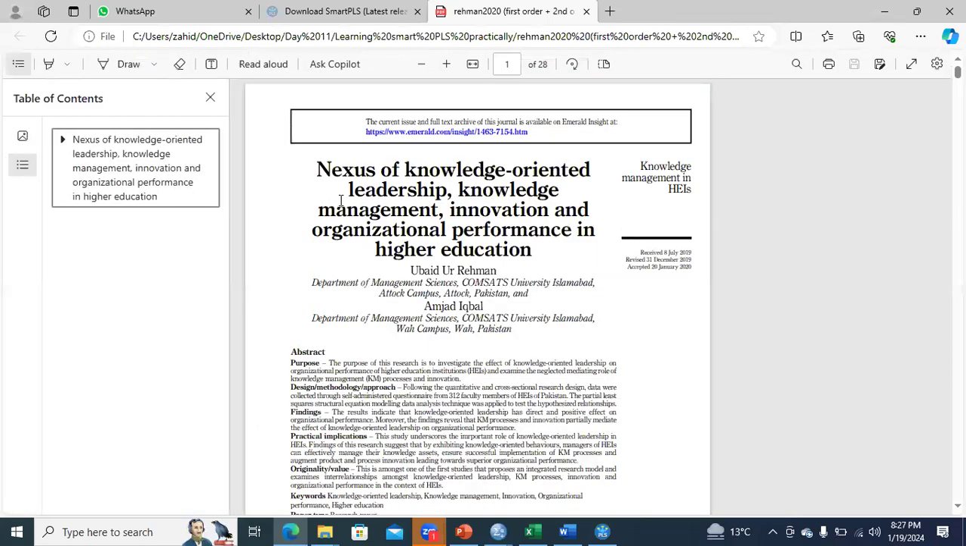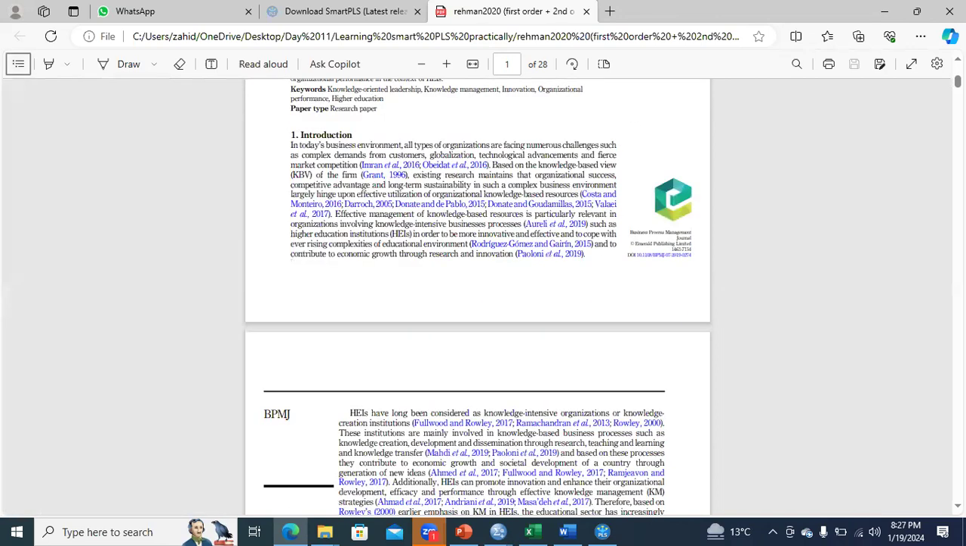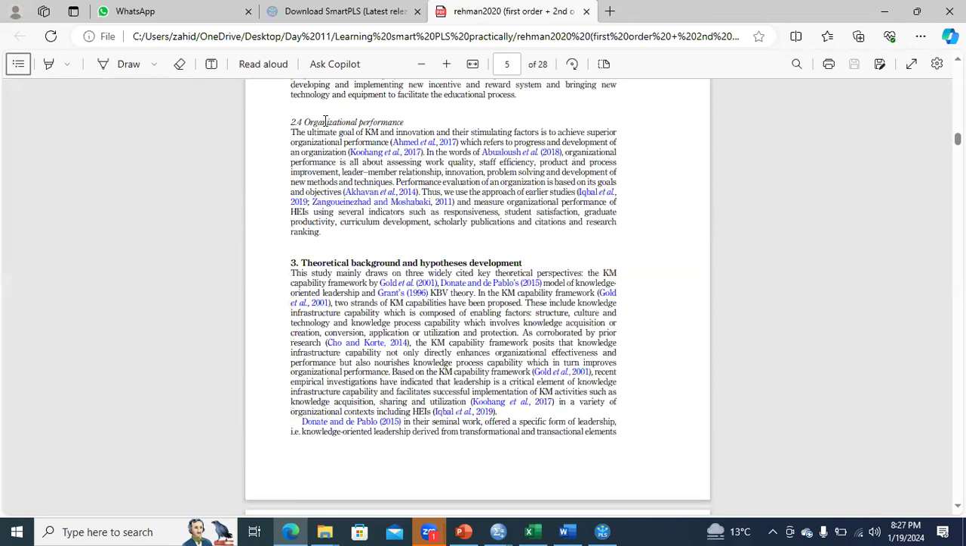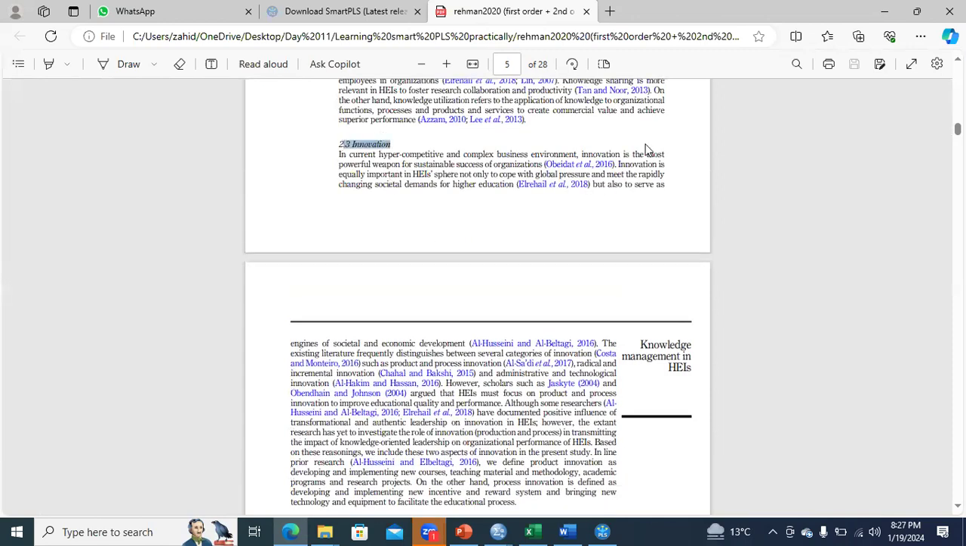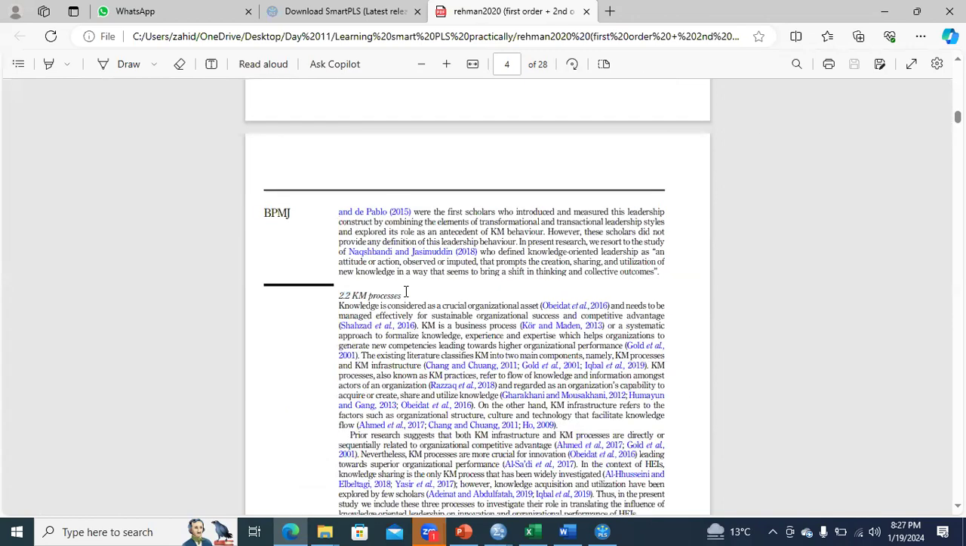This is the paper about the nexus of knowledge oriented leadership, knowledge management, innovation, and organizational performance in higher education. This is the paper written by some Pakistani authors, and they have applied Smart PLS over here. So you can see there are some concepts like organizational performance. This is the scale they have used. There is another concept which is innovation. This is the scale they have used. You can call them constructs in the language of Smart PLS.